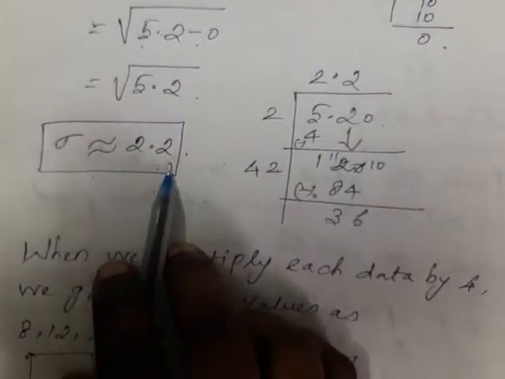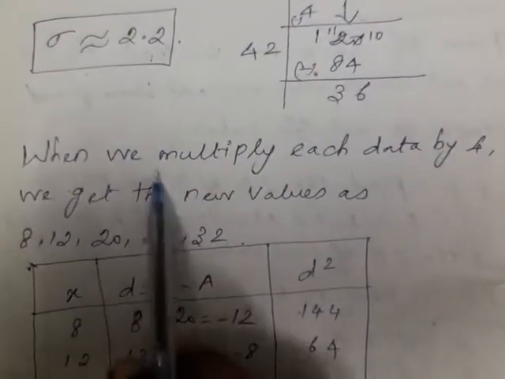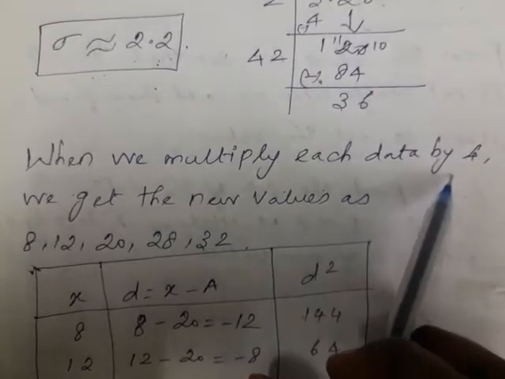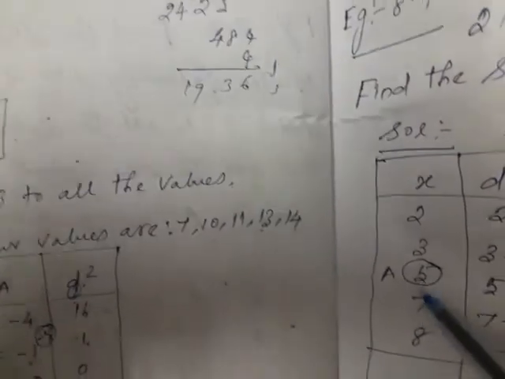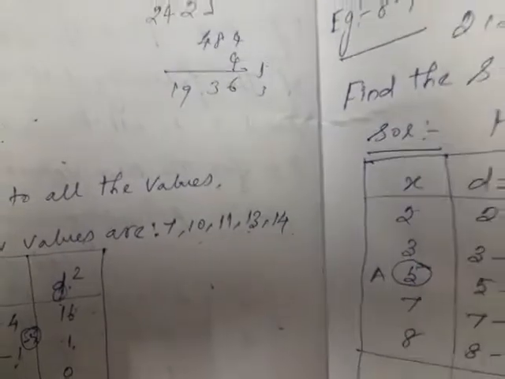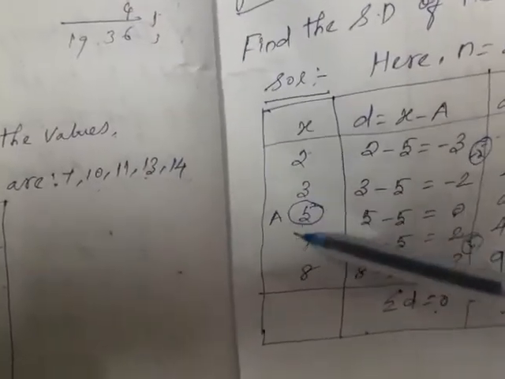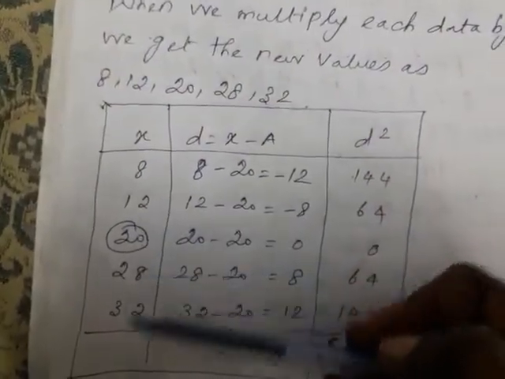Now we found the sigma value for the normal values. What do you have to do next? When we multiply each data by 4, we get the new values. What are the given data? 2, 3, 5, 7, 8. 2 fours are 8, 3 fours are 12, 5 fours are 20, 7 fours are 28, 8 fours are 32. So the new values are 8, 12, 20, 28, 32.